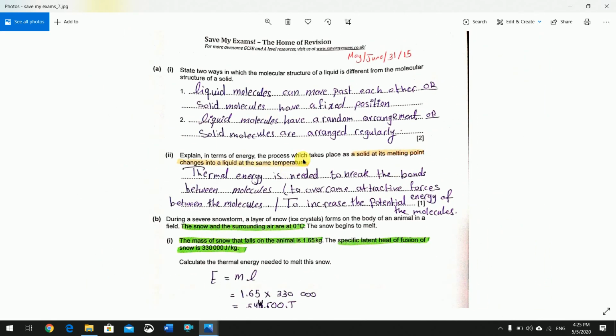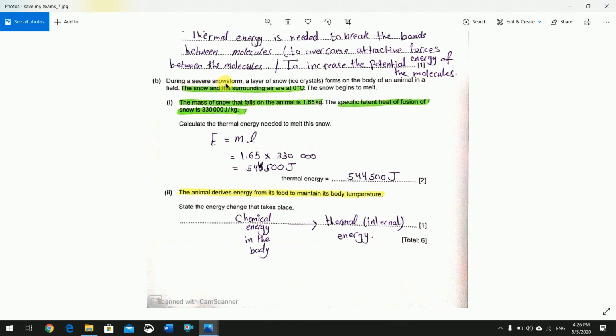Now, explain in terms of energy the process which takes place as a solid at its melting point changes into a liquid at the same temperature. So at the same temperature, we're just changing the phase from a solid into a liquid. What is the process that happens in this phase change in terms of energy? Thermal energy is needed to break the bonds between the molecules, or to overcome the attractive forces between the molecules. So we are increasing the potential energy of the molecules by giving them this thermal energy.